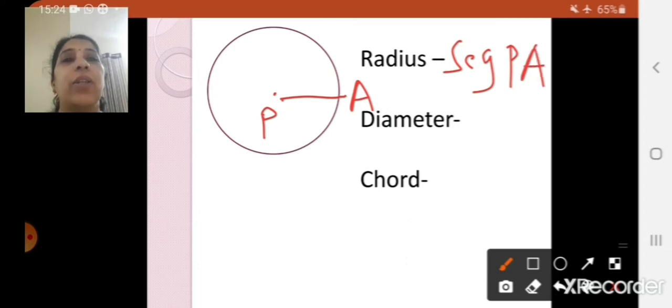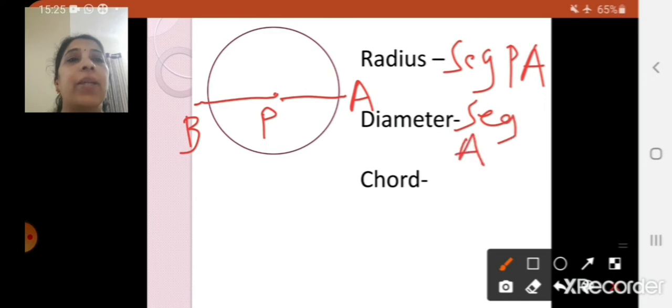Now what I will do? I will extend this line to the other end point of the circle and I will name it as B, right? Now what is your diameter? Segment AB is your diameter, right? Now what is the chord? So as I had told you, children, diameter is also called the chord of the circle. So it will come as segment AB is the chord.